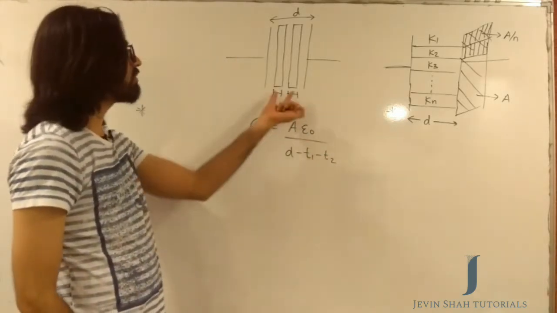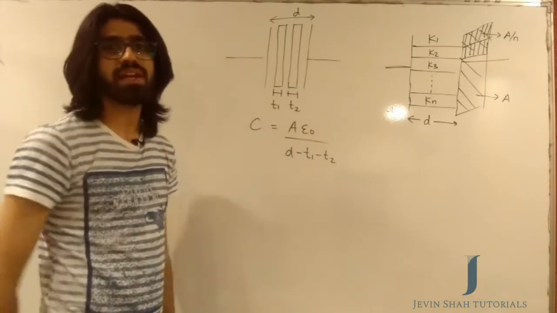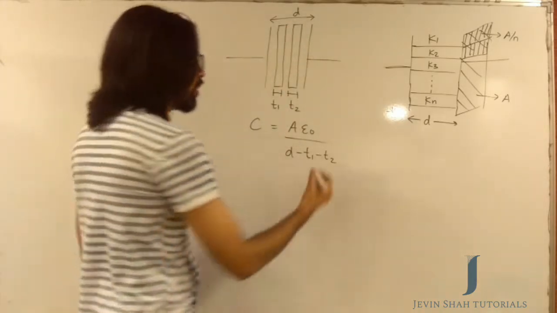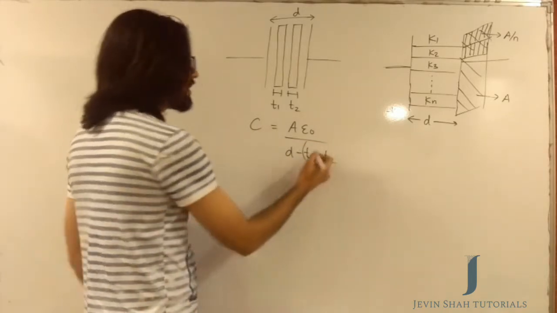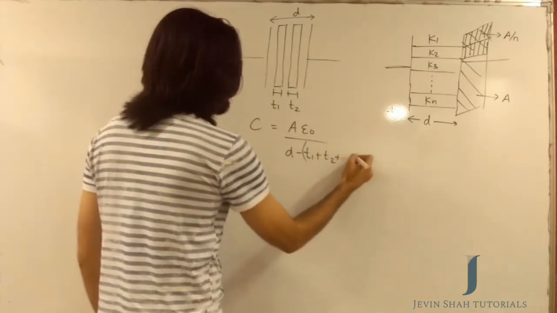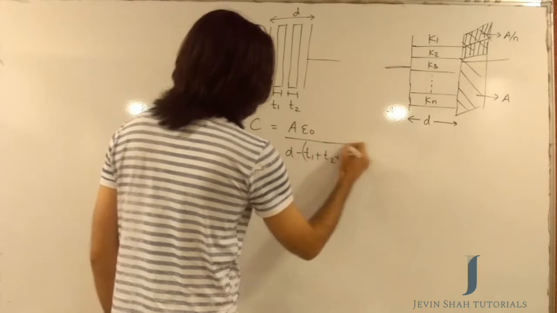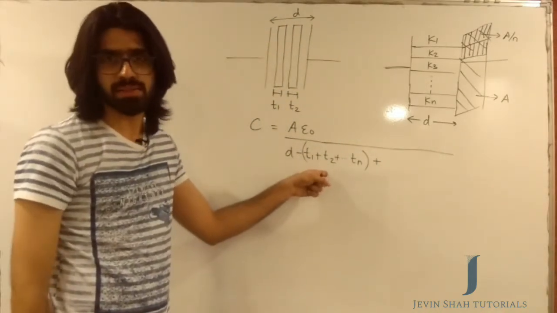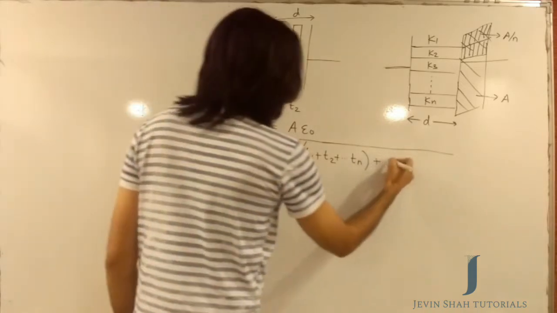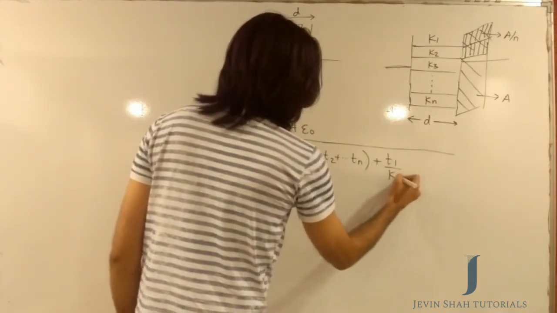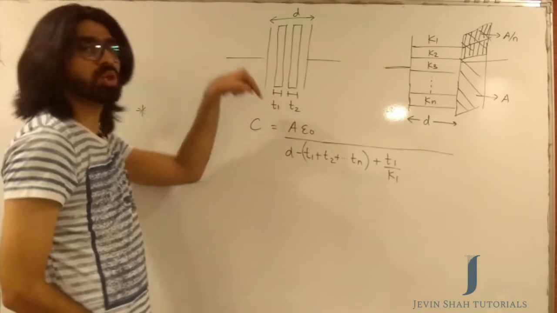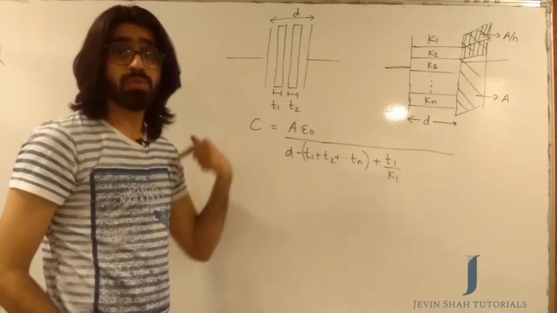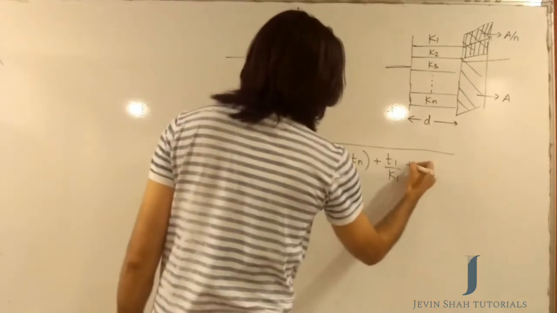This is only if there were two dielectrics. What if I would have had n number of dielectrics like this? In that case, I would have gone for minus of T1, T2, and that would have gone up till Tn. But you can't just eliminate them ruthlessly like this. What you need to do is add T1 upon K1. Because you eliminated T1, you are bringing it in again, but in the form of T1 by K1. You will bring back T2 as well, so you will have plus T2 by K2.